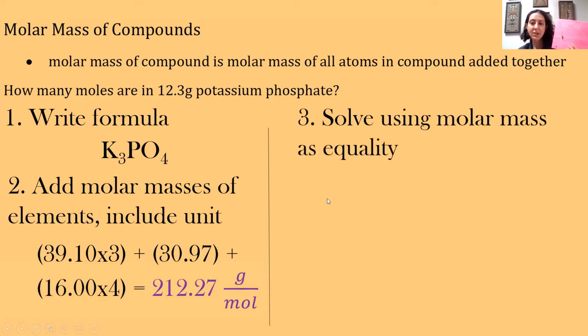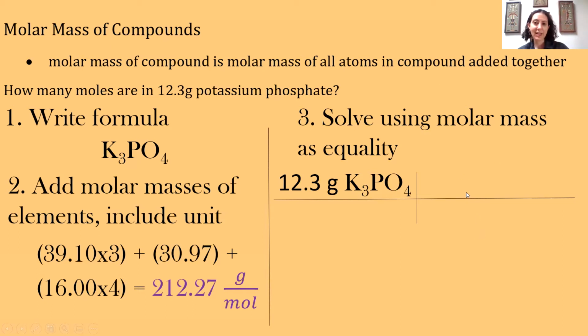Now the next step is to solve using the molar mass as an equality. So we can set up our skeleton. We're going to take the number from the problem, that's the 12.3 grams of potassium phosphate. And we need to put this equality into this section. So we're going to take this number here with the grams per mole and put it into the equality.